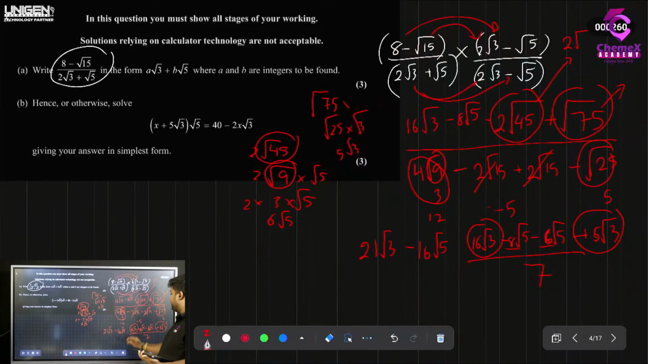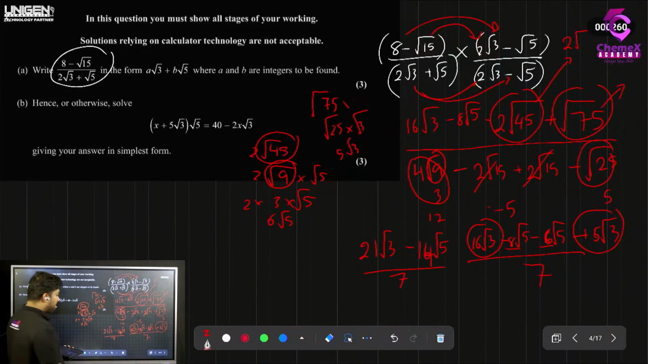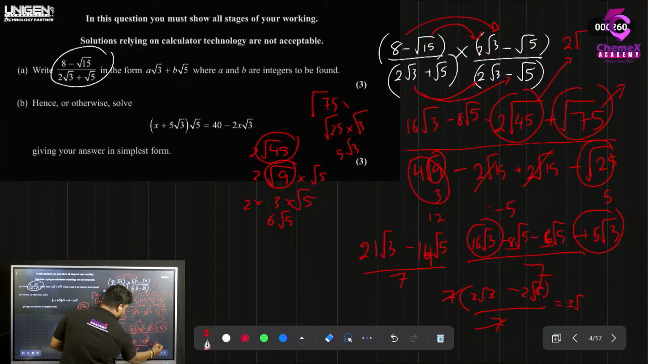14 root 5 or 14? Is it 14 or 16? 14, right? So then if you want to simplify it much further, what can you do? You can take the 7 out from the top part. 3 root 3 minus 2 root 5 over 7. So simplify, the answer is what? 3 root 3 minus 2 root 5.